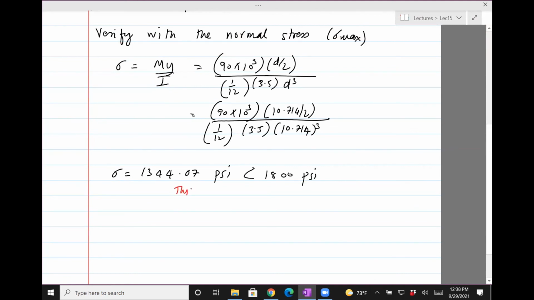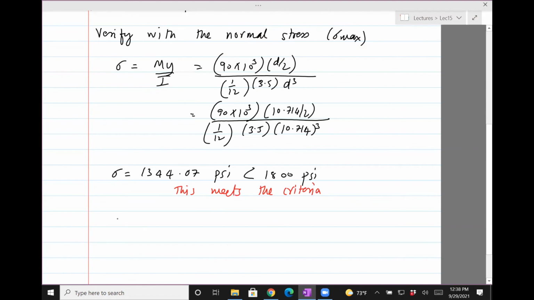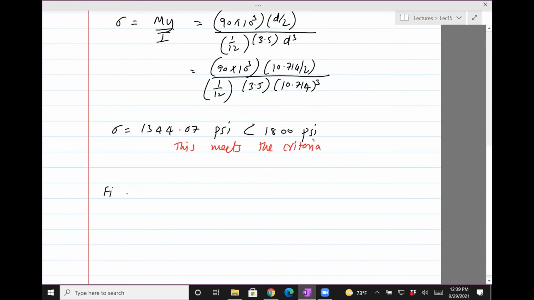So this meets the criteria. By that I mean it doesn't fail in normal stress. So our final design is D equals 10.71.